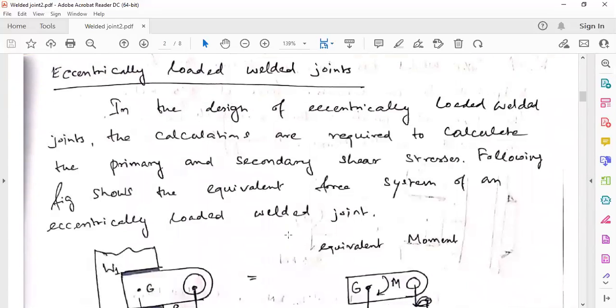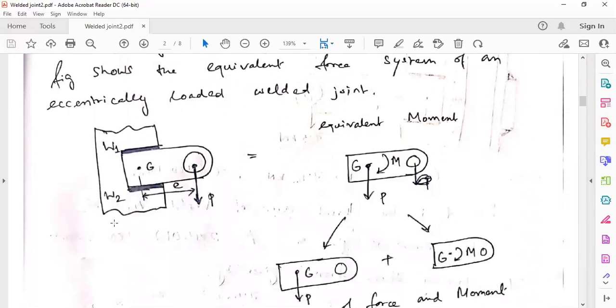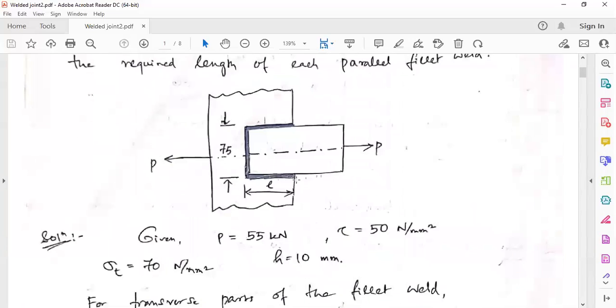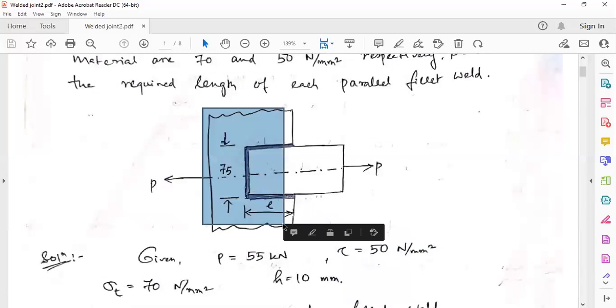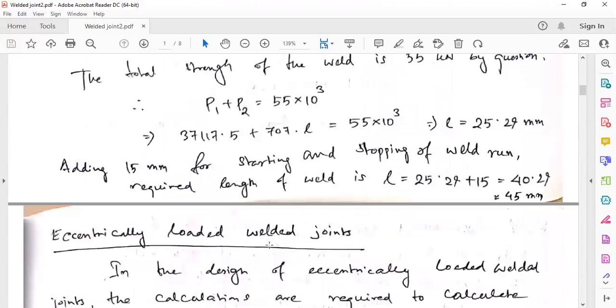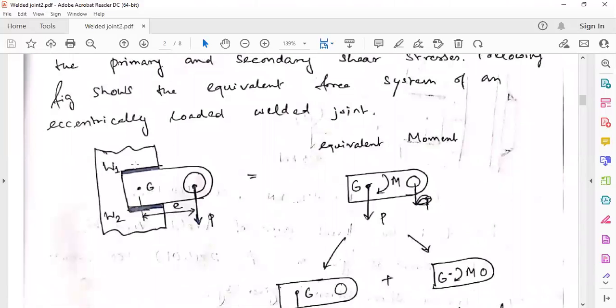Next, we have this eccentrically loaded welded joint. Please read this part, whatever is given. Now you see, it is just similar to the previous one. Here also this first part and this second part are joined together. But here we have pulled it along this axis. Now here you see, again it is similar. There is one part, there is another part, joined in this manner.